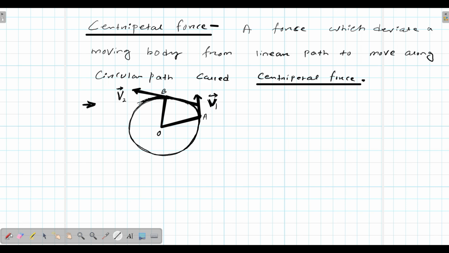So this angle is delta theta. This is delta V.